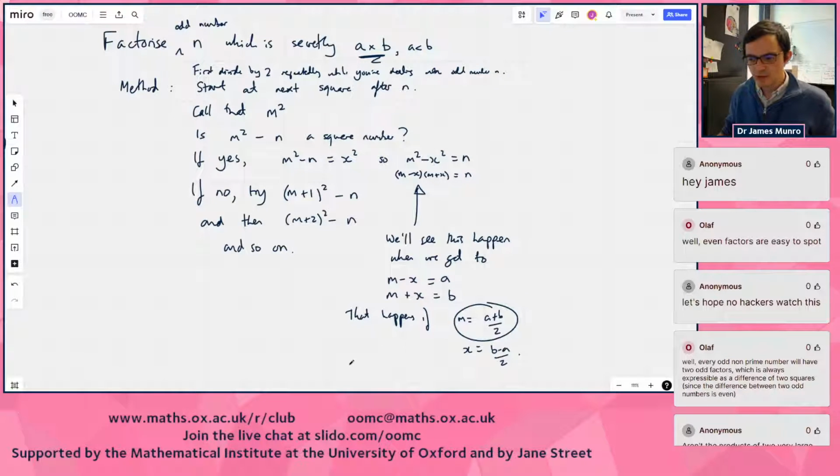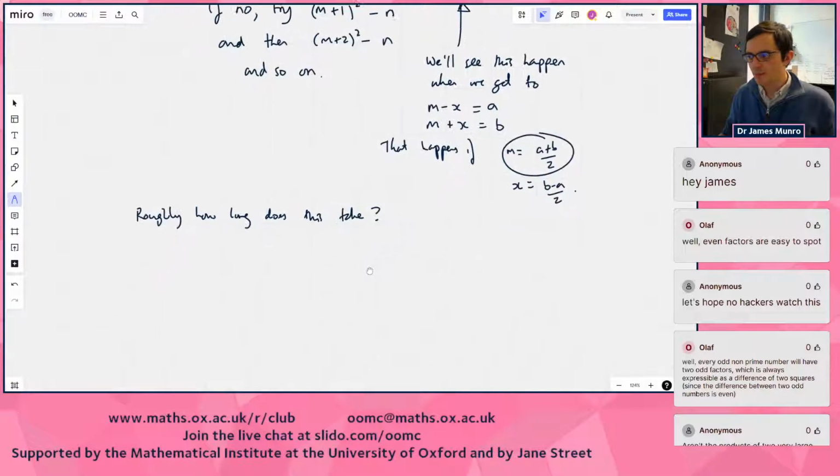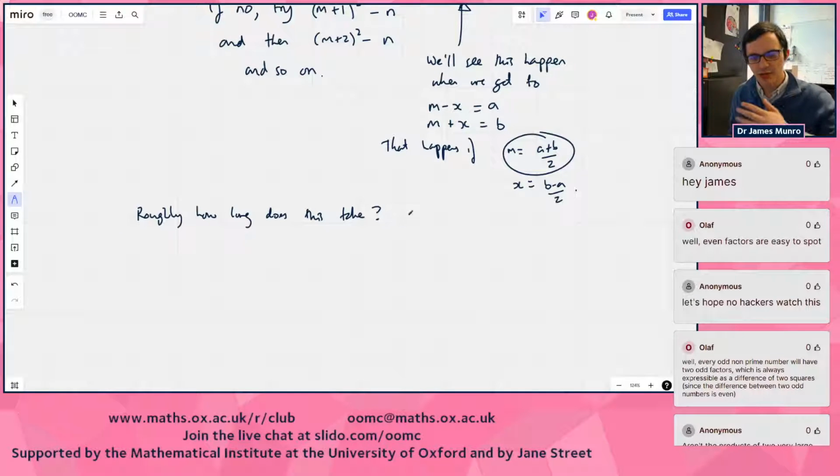Okay, so maybe the next question I want to ask is something like, how long does this take? And that's a hard question, so let's put some more precision on it. I've circled this thing about how far we're going to go. We're going to start with a number like, in our examples, 60 and then 70 and then 84. It's a bit like the square root of n.